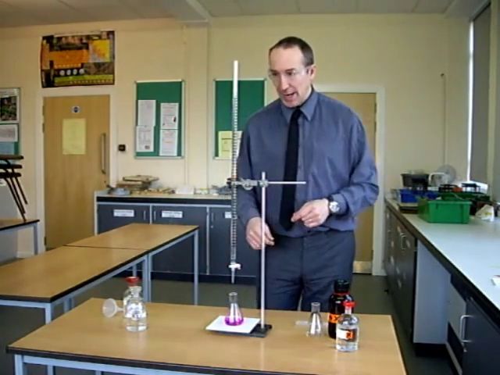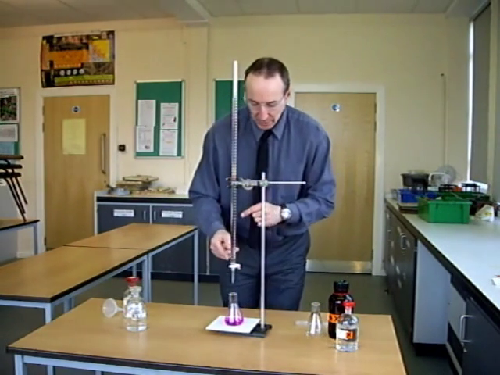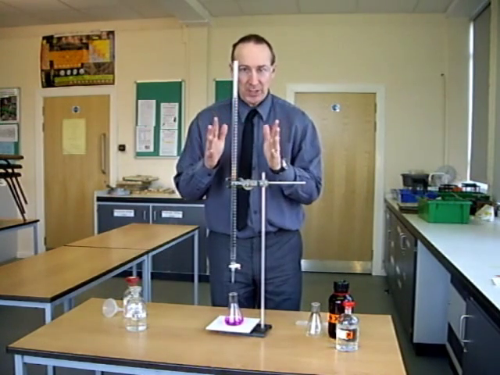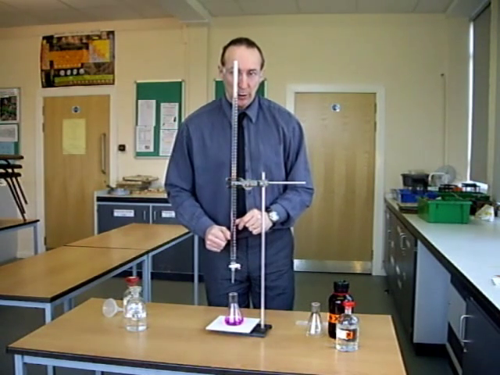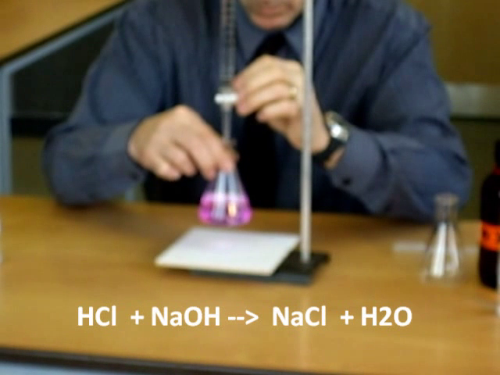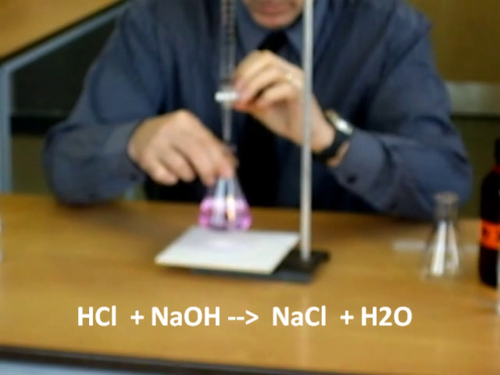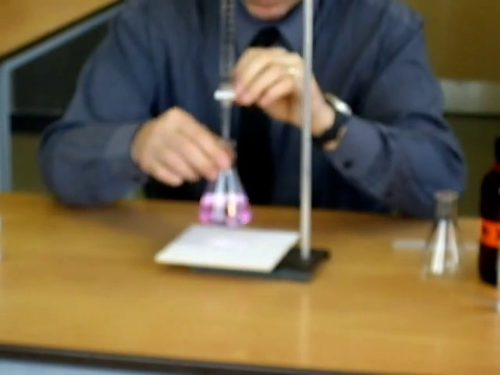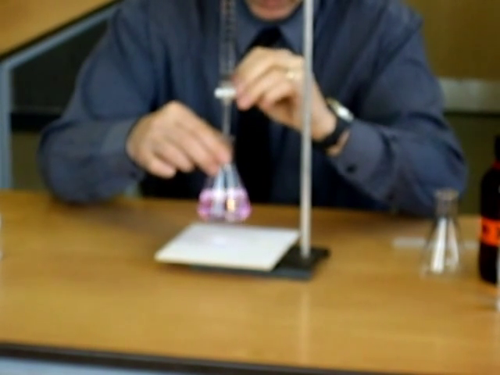So I now need to add my solution. Now, what I'm going to do is I'm going to watch here. I'm not going to look at the amount I'm adding. I'll measure that afterwards. I know we're starting at exactly 0, so I'll be looking down here and following the titration a bit more closely. In this reaction, 1 mole of hydrochloric acid neutralizes 1 mole of sodium hydroxide. So if I know how many moles of hydrochloric acid I've added, that is the same as the number of moles of sodium hydroxide in the flask.